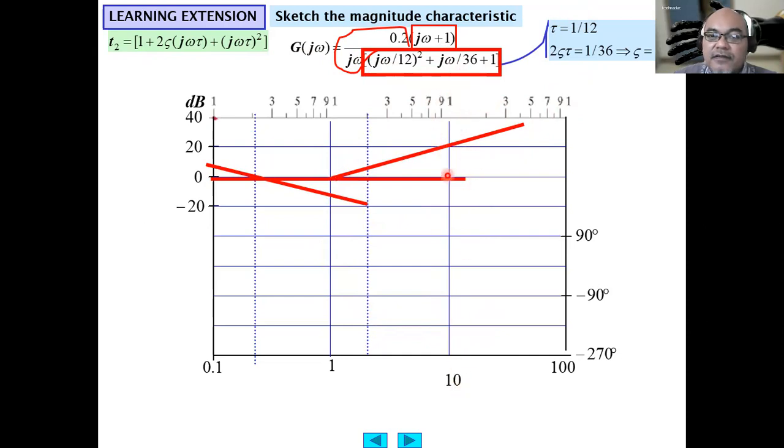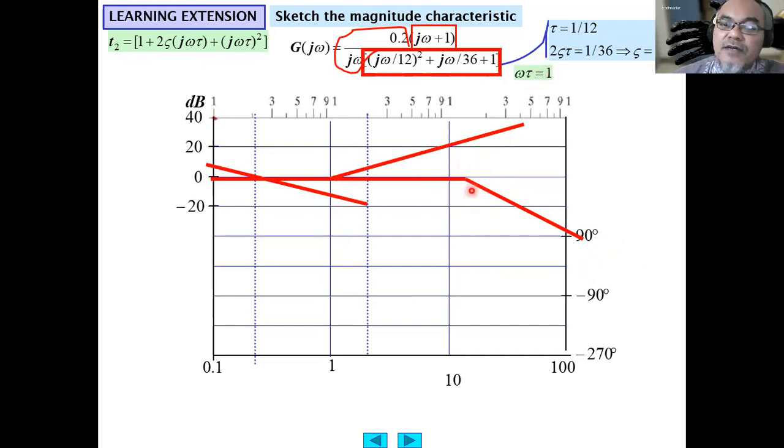This one, 12 radian per second. So before that, it is 0 decibel. After that, it decreases by negative 40 decibel per decade, until 120 radian per second. Now we have to find the response at the break frequency.